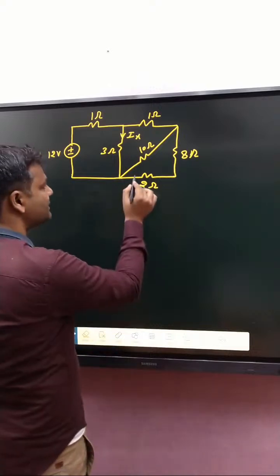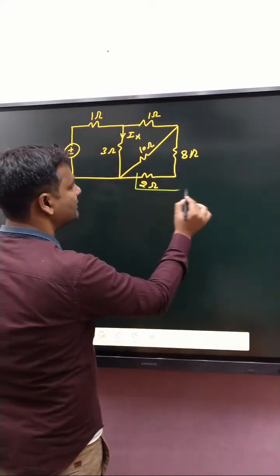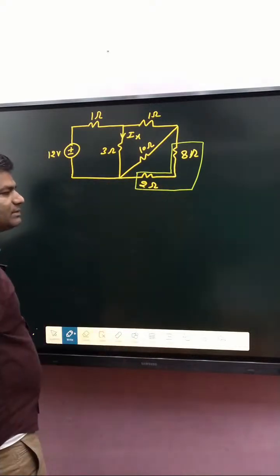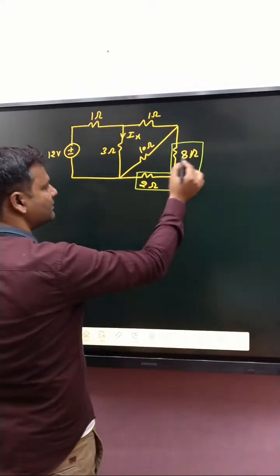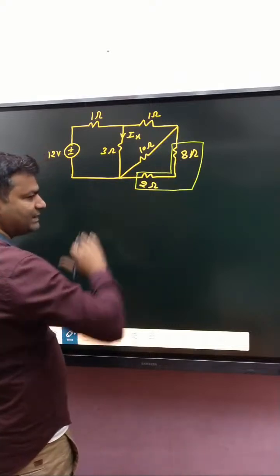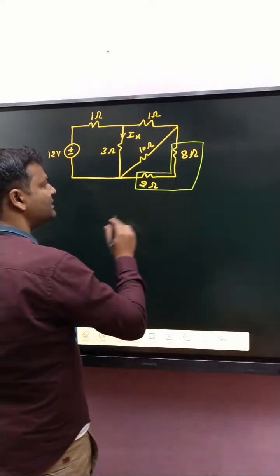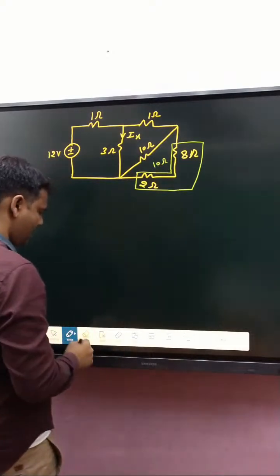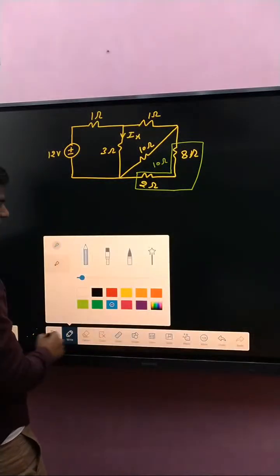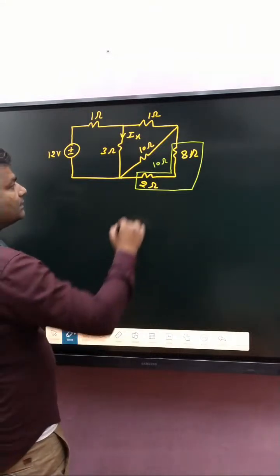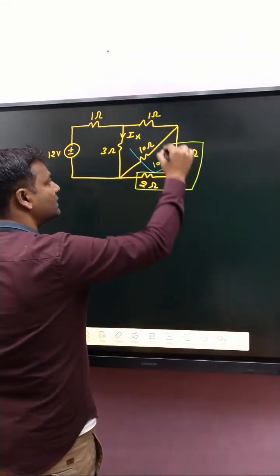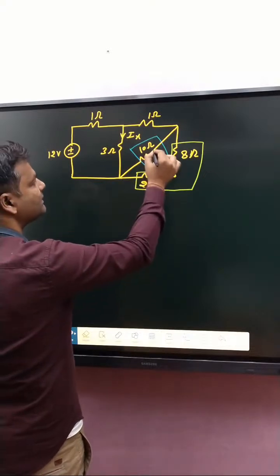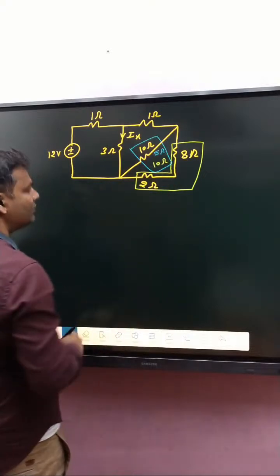First of all, if you see this one and this one, simplest method. 2 plus 8, both are in series. So the combination of these two is how much? 10 ohm. After that, if you see very carefully, these two are parallel. So the combination of these two, how much? That is 5 ohm. Okay.